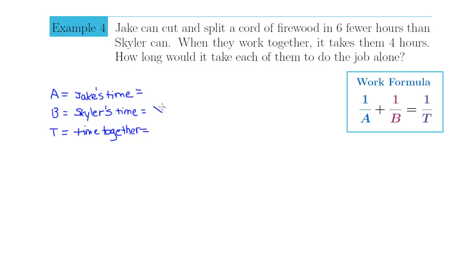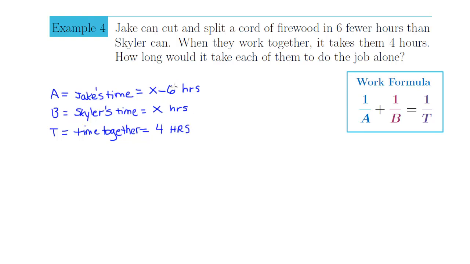So I'm going to let x hours, because that's our time, be the amount of time it takes for Skylar to cut and split that cord. Then Jake can do it in 6 fewer hours. In other words, 6 less hours than it takes Skylar. So that means that Jake would be x minus 6 hours. Make sense? Now working together, it takes them 4 hours, so our time together is 4 hours.